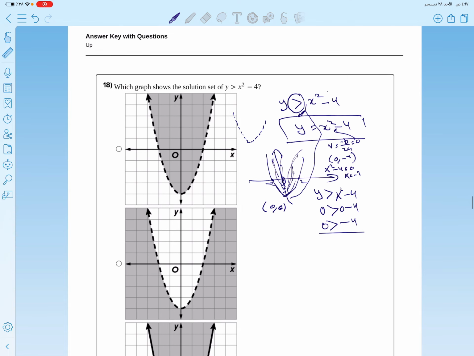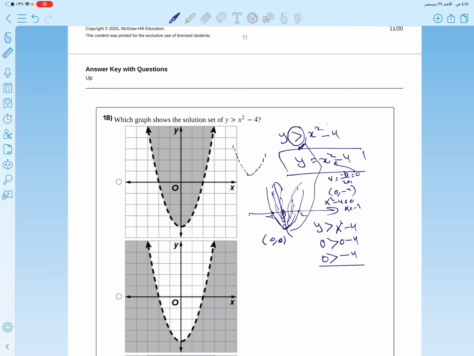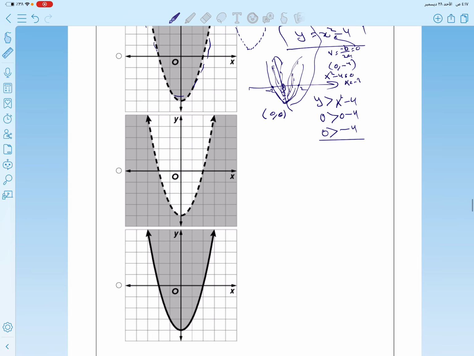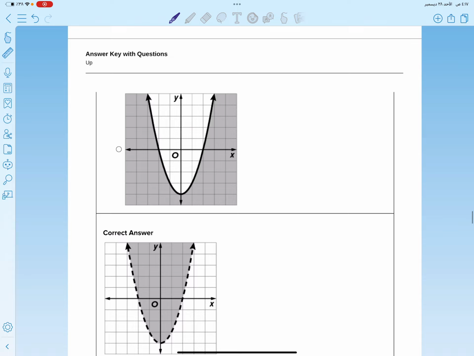The solution is inside, and the boundary is a dashed line. Okay, the answer, I think, is going to be A. Look.